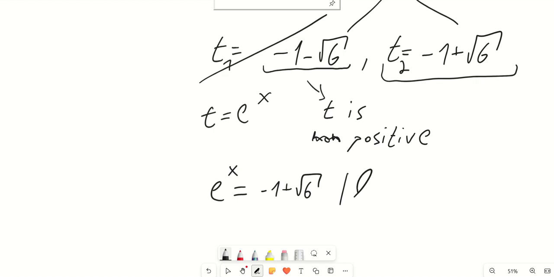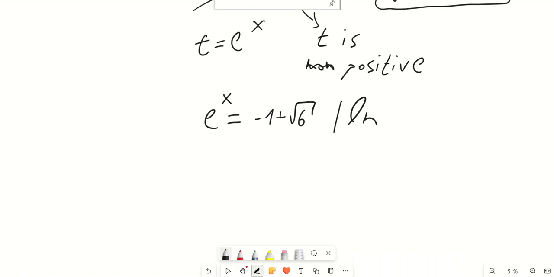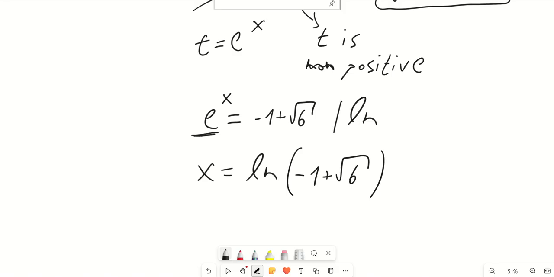Then again I apply ln, the logarithm with the base of the number e, to both sides, and I get here that x equals ln of -1 plus the square root of 6. I already showed it before why when I apply ln to this term it will become x.